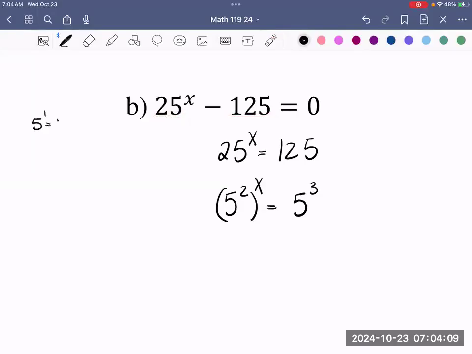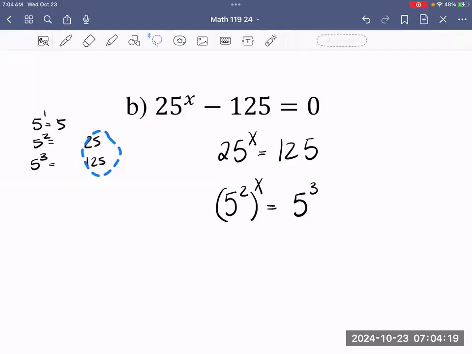I can start multiplying. 5 to the first is equal to 5. 5 squared is equal to 25. 5 cubed is equal to 125. You're just multiplying 5 a certain number of times. 5 times 5, 5 times 5 times 5. And you can keep going until you get your number.